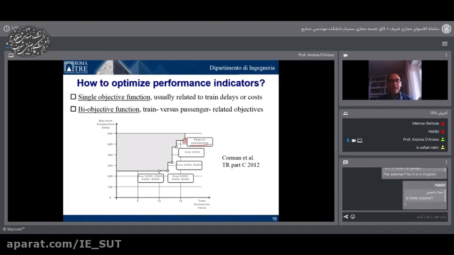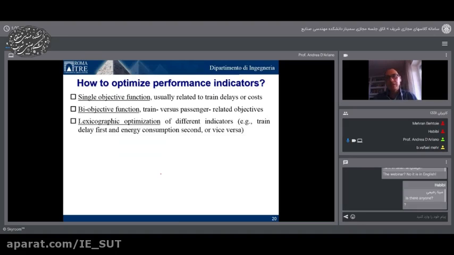So if the first train is delayed, the second train can still leave the station. While if there is a connection, the second train needs to wait for the first train to arrive, open the doors, and the passengers move to the second train. So this is also called the wait or not to wait problem. And this is a kind of bi-objective optimization problem.